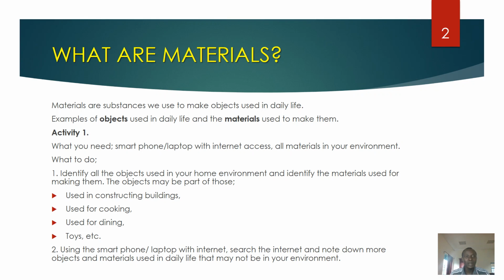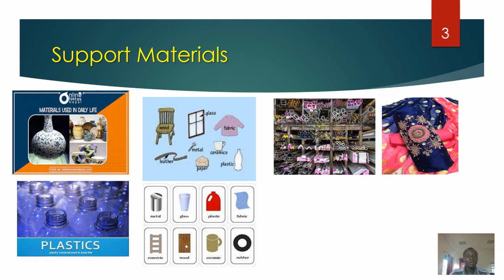So in activity 1, what you need is a smartphone or a laptop, but with internet access. And you will also need all materials in your environment. What you will do is identify all the objects used in your home environment and identify the materials used for making them. The objects may be part of those used in constructing buildings, used for cooking, used for dining, used for making toys for kids to play, etc. Then you also do number 2: ensure that you do this activity for identifying the materials and the objects they are used for making. The supporting materials that help you think through this topic and do it successfully are here.